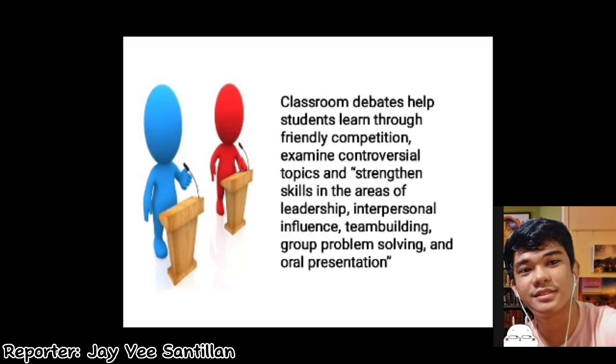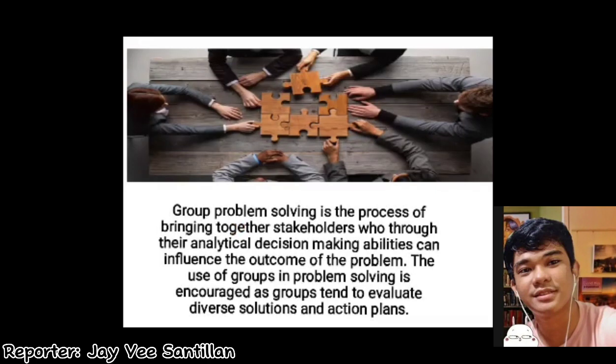Classroom debates help students learn through friendly competition, examine controversial topics, and strengthen skills in the areas of leadership, interpersonal influence, team building, group problem solving, and oral presentation. 3. Group problem solving. Group problem solving is the process of bringing together stakeholders who, through their analytical decision-making ability, can influence the outcome of the problem.